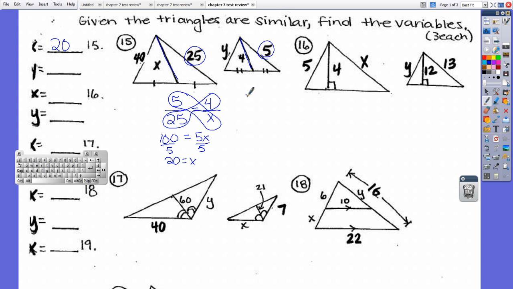So I'm going to use my same starting point, 5 over 25 equals y, which is on my small triangle, and the corresponding part on my big triangle is this 40. Okay, this I'm going to multiply. I get 25y equals 5 times 40, which is 200. Divide by 25, divide by 25, I get y equals 8.